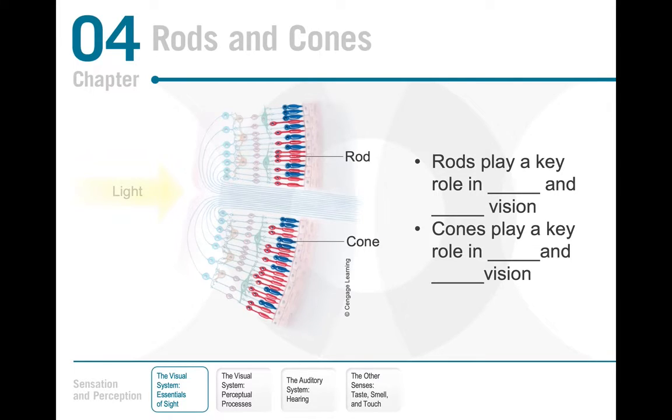So remember, in terms of receptors in your retina, you've got rods and cones. Rods play a key role in night and peripheral vision, and cones play a key role in color and daylight vision.